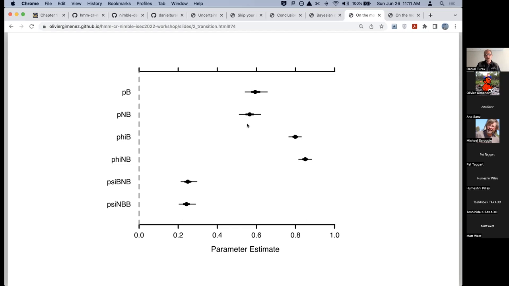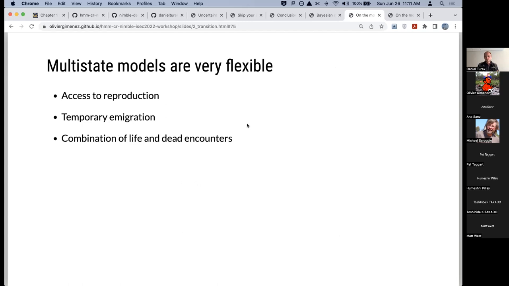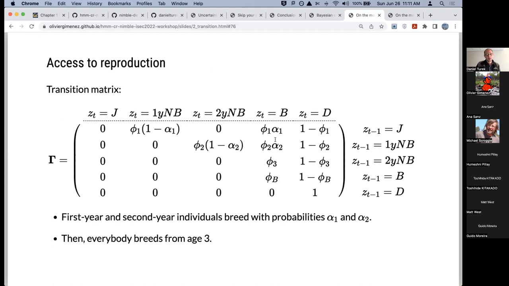So this is a multi-state model between two different states, breeding and non-breeding. But there's lots of different things. These are just a small number of different things we could do: reproductive status, temporary immigration out of the study area, individuals leaving perhaps for some period of time, perhaps re-entering the study area, and combinations of these, live and dead encounters, like I said, recovery probabilities of dead individuals. So this is a more complicated one, the reproduction between first year juveniles, first year non-breeders, and second year breeders.